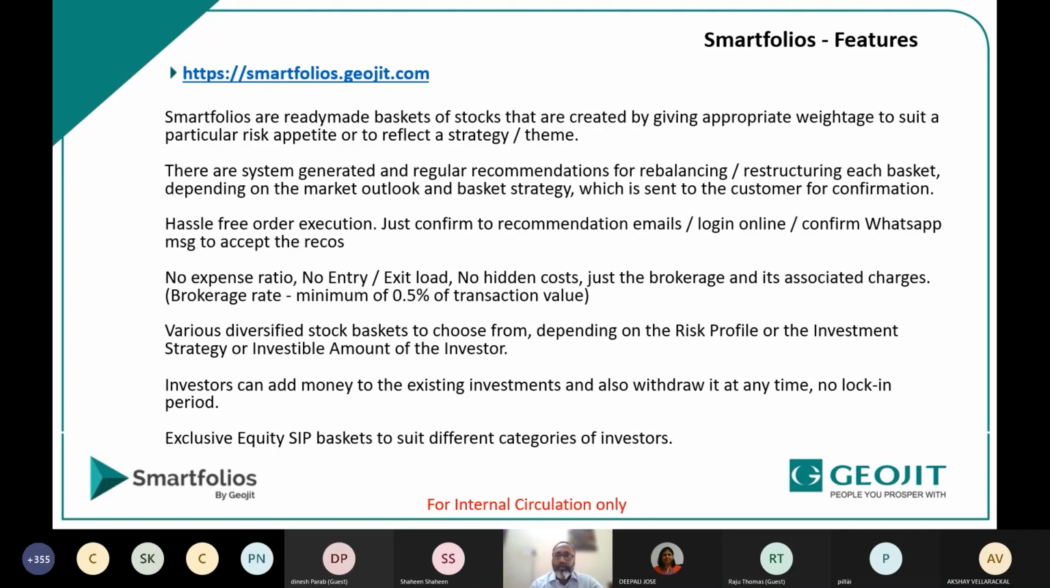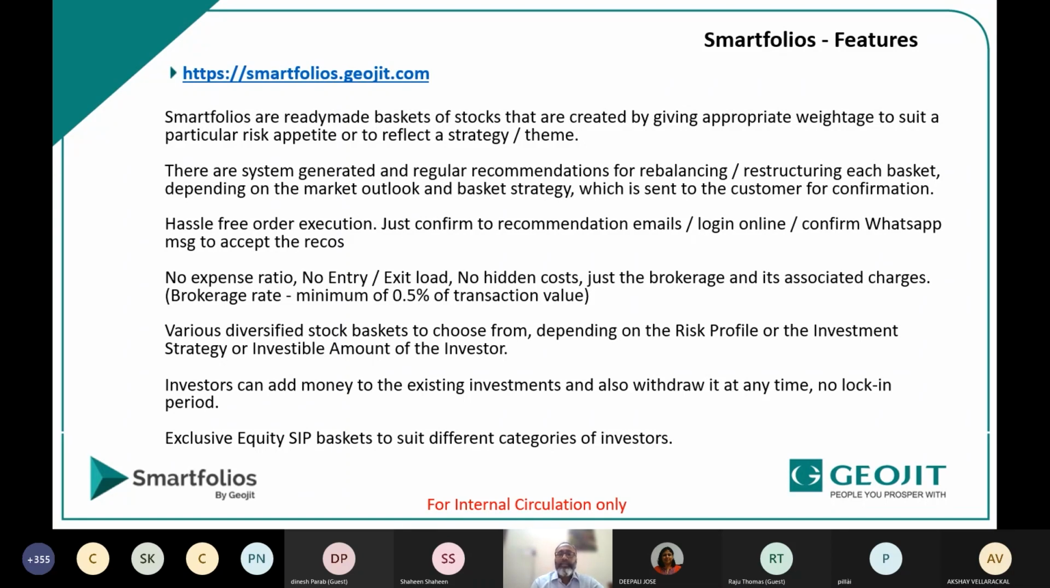Now at 90, we cut our losses and we put our money into another stock. Now this stock could give you better returns. I'm saying could give you because there is no guarantee, but the new stock, you buy it at 90 rupees, that stock could give you better returns than the previous stock that you exited at a loss. So over here, the recommendations are system generated. It will keep coming based on the market outlook, based on the basket strategy, based on the basket objectives.